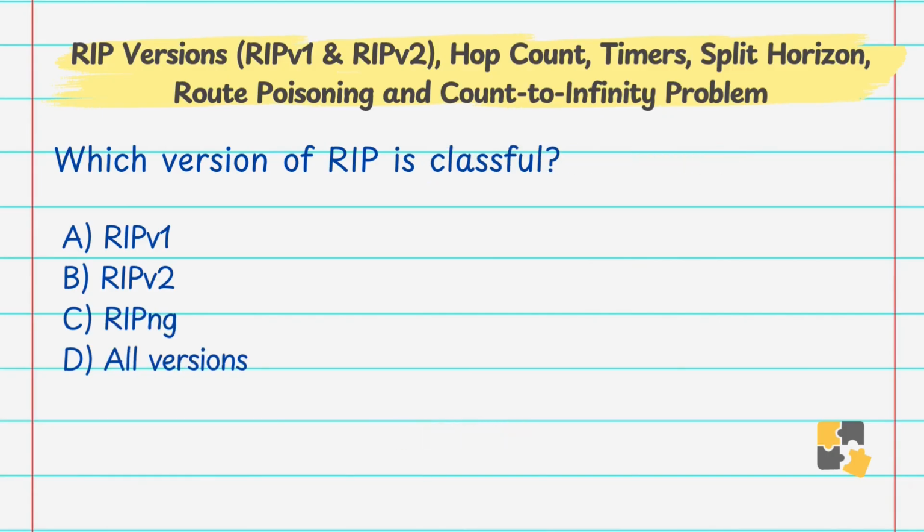Okay. Which version of RIP is classful? A. RIP v1, B. RIP v2, C. RIP NG, D. All the versions. Answer is A. RIP v1. RIP v1 does not transmit the subnet mask information and therefore it supports only classful routing.